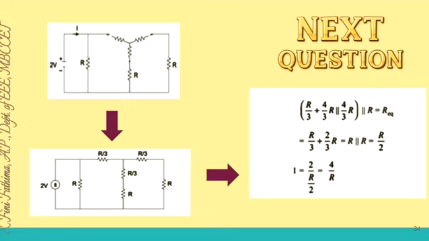Once again I repeat, in solving this entire thing, we got the answer as R by 2. We are asked to find out the current. In order to find the current, I is equal to V by R. So V is 2, 2 divided by R by 2. This 2 will come in the numerator, so 4 by R. The answer is 4 by R. I hope you understood it.